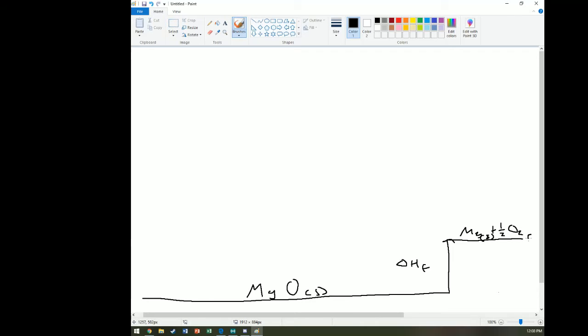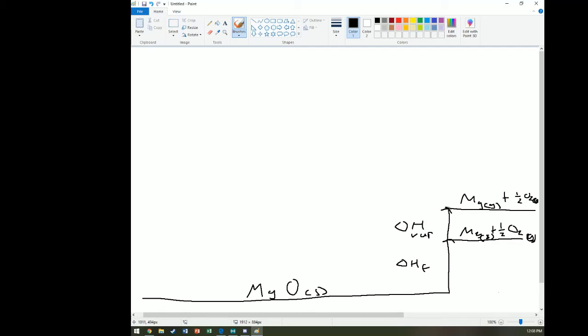This is gas. Now, first off, let's make everything gaseous. So let's do Mg gas plus 1/2 O2 gas. Let's make everything gaseous. And that is delta H vap. Or some books would call this the atomization of magnesium.